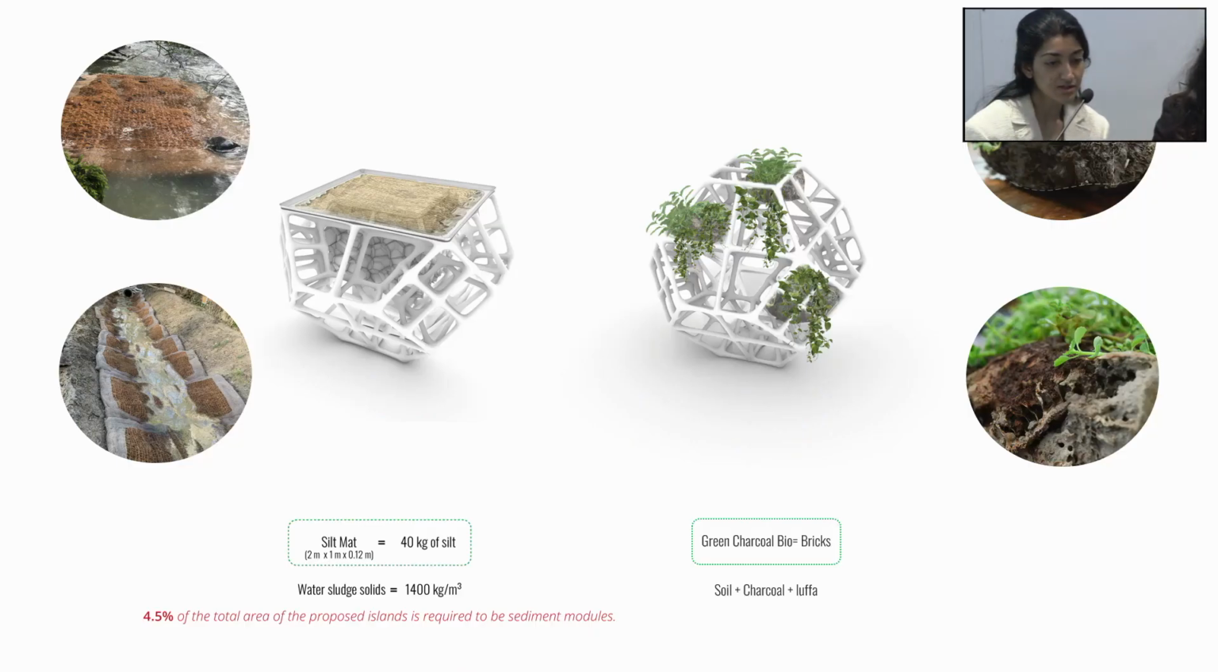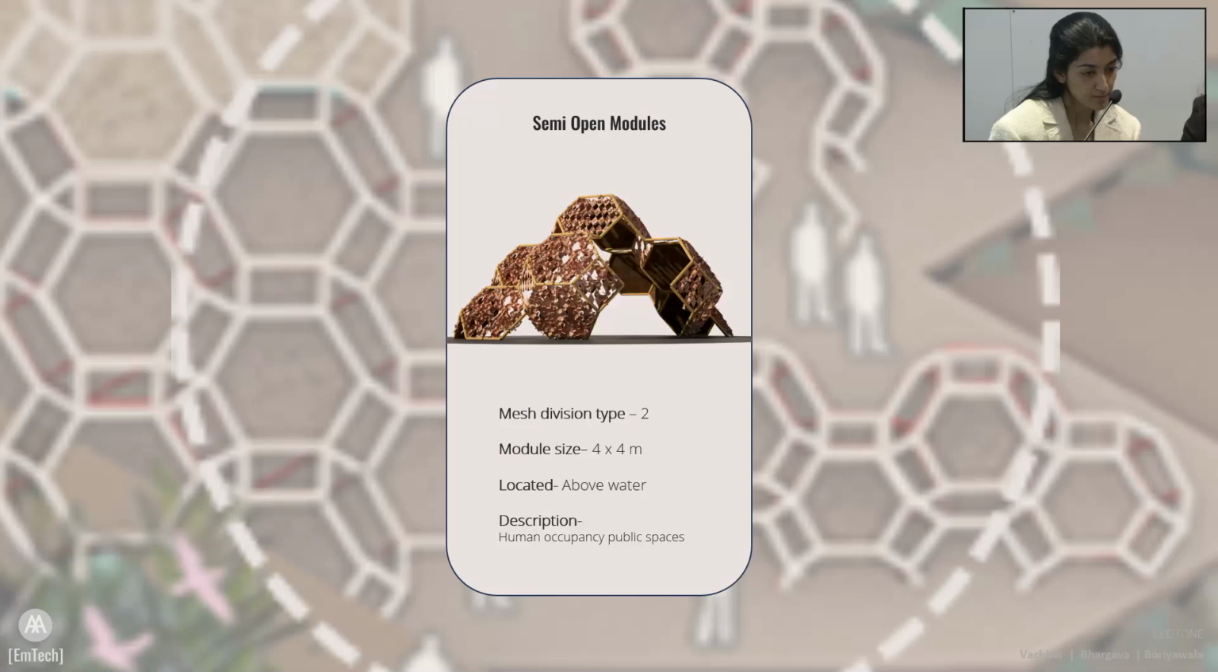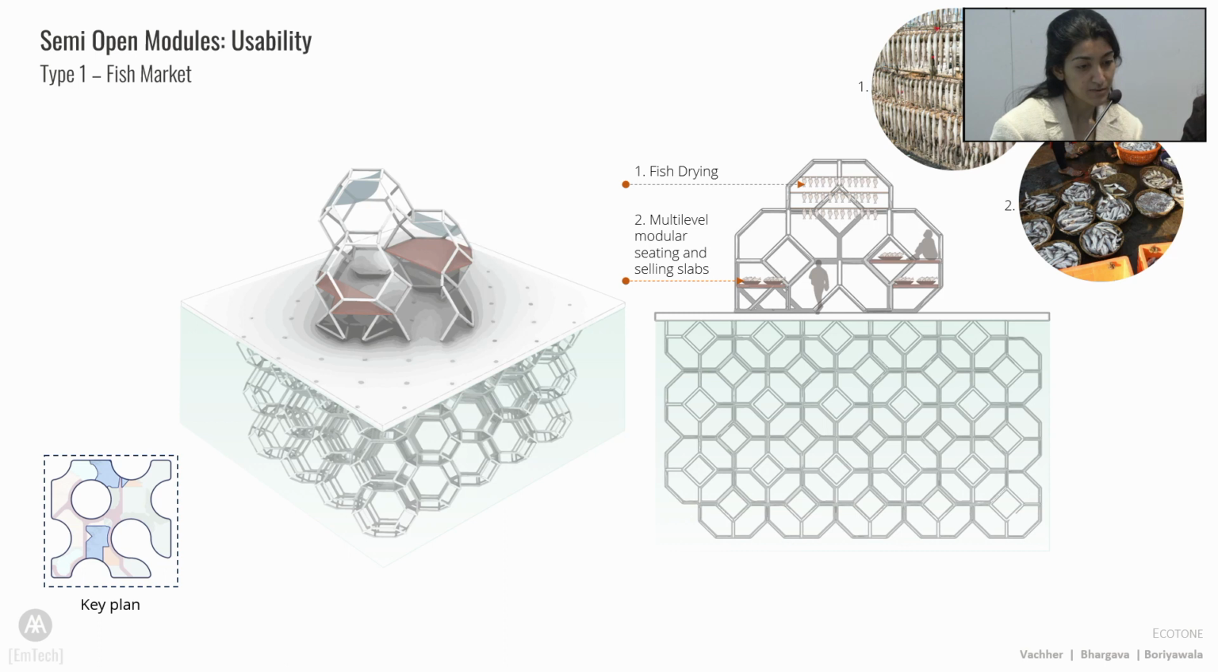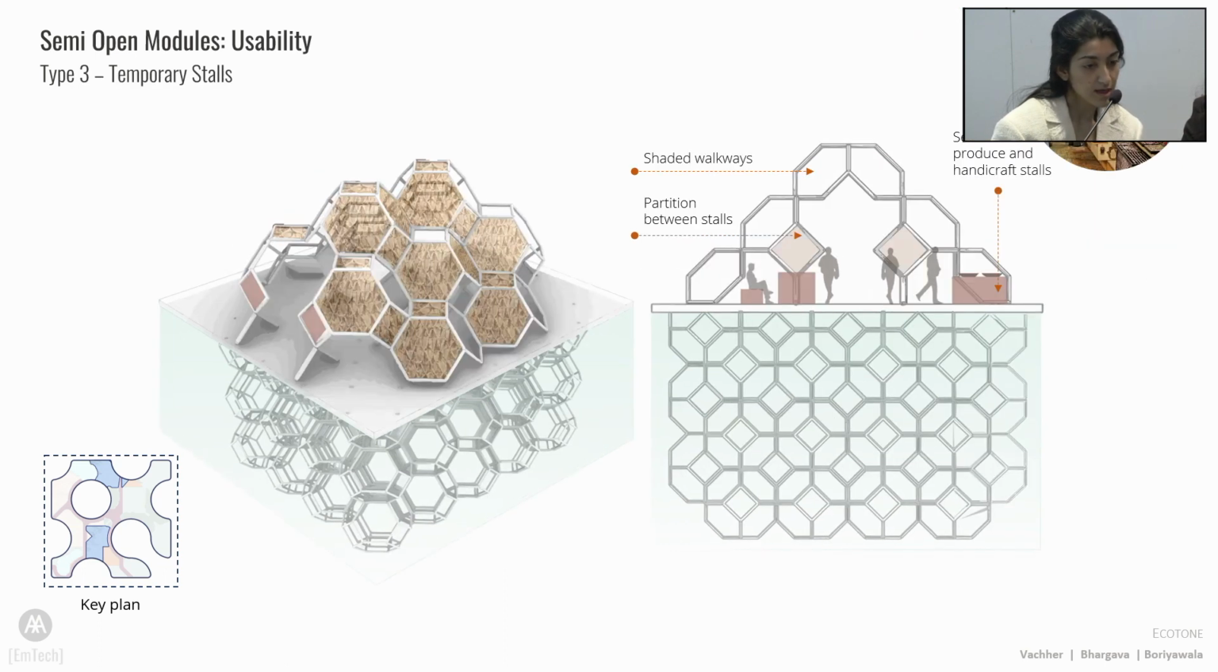The sediment collection modules were used for the trapping and removing of excess silt, and the green modules would act as homes for the above water organisms like birds. Coming to the human activity modules, the first was the semi-open module type, which would accommodate activities for the benefit of the locals. This was explored through categories like the fish market module, the community zones, and temporal seasonal stalls.